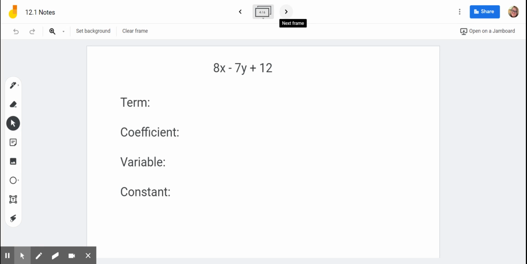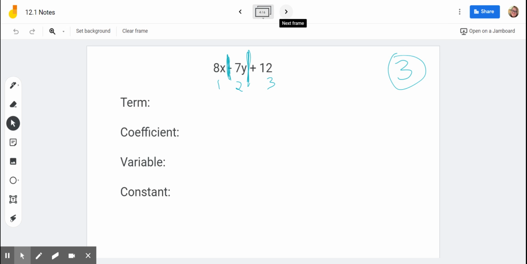First thing I want to do is identify my minuses and my pluses, and I'm just going to put a line through them. So I have a minus here, and I have a plus there, so that separates them. That means, how many terms do I have? I have 1, 2, 3. So I have 3 terms. I'm going to put that up to the right so I remember.